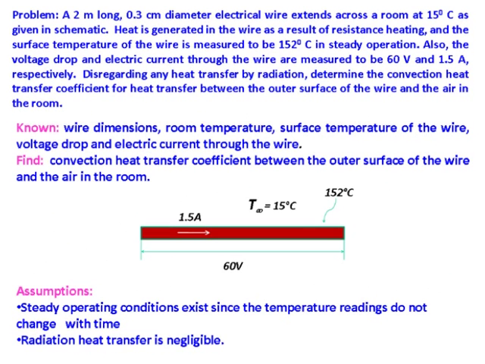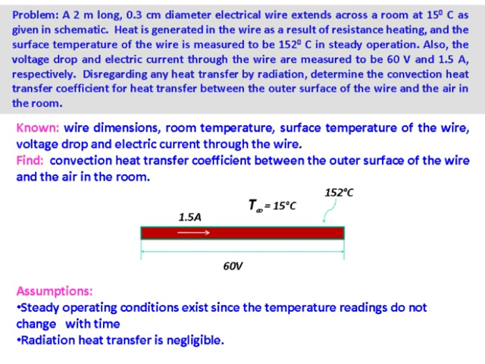What does this problem say? This problem says that there is a long wire. We all use these wires for heating. There is a 2 meter long wire of 0.3 centimeter diameter. 0.3 centimeter means it is hardly 3 mm. This electrical wire is generally made of nichrome, and it extends across a room at 15 degrees Celsius.